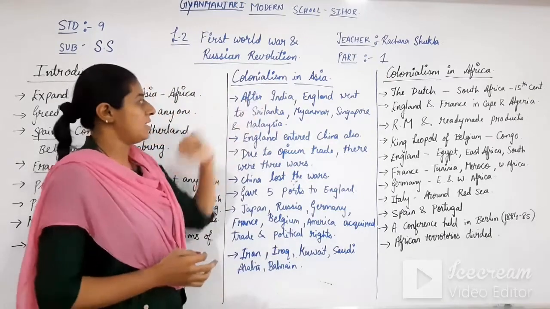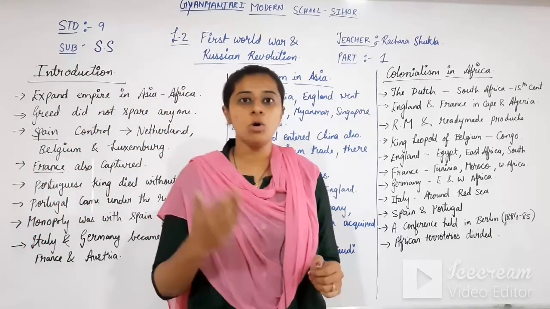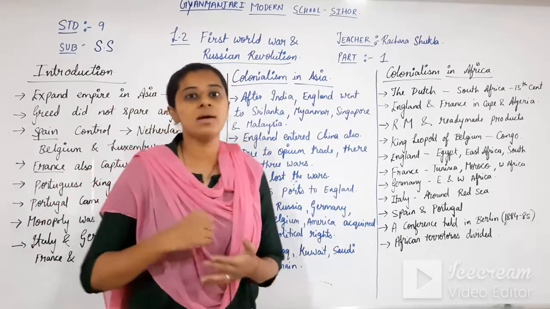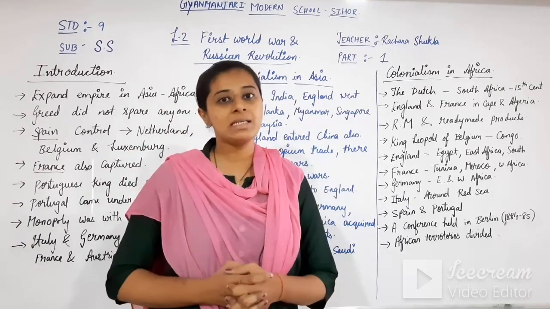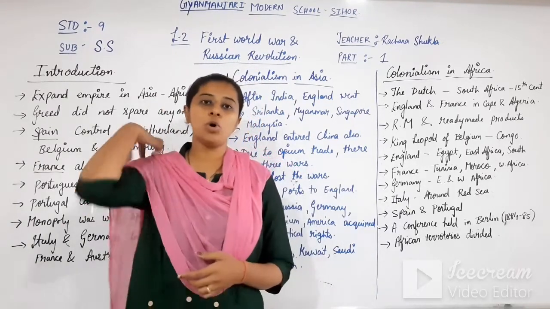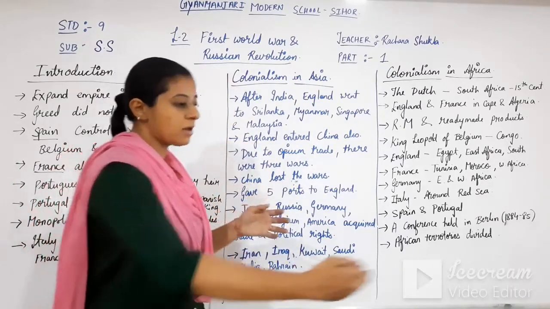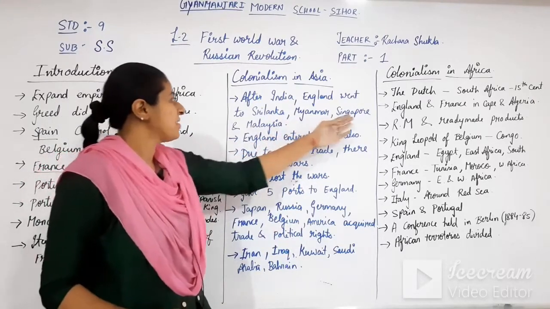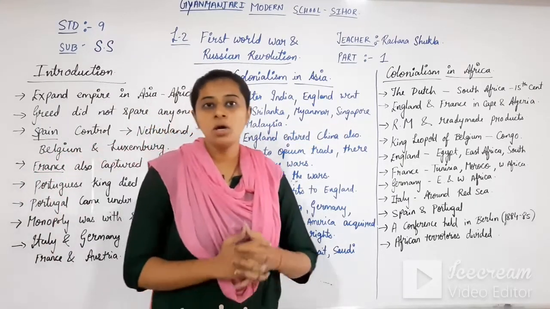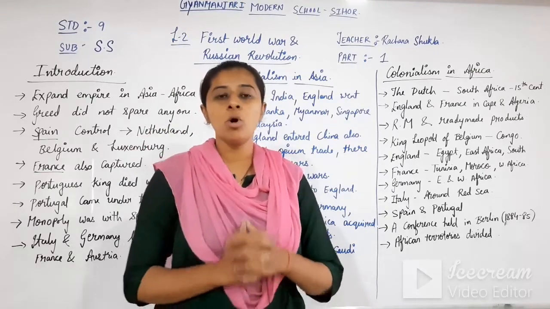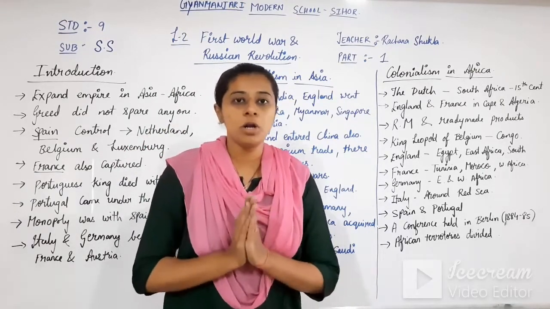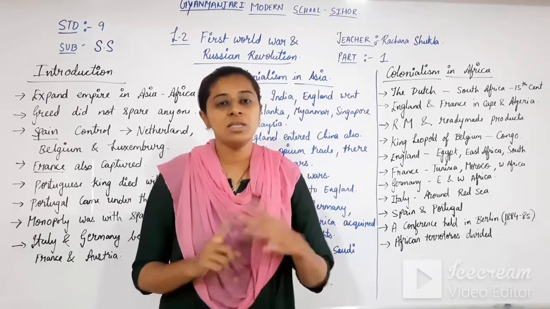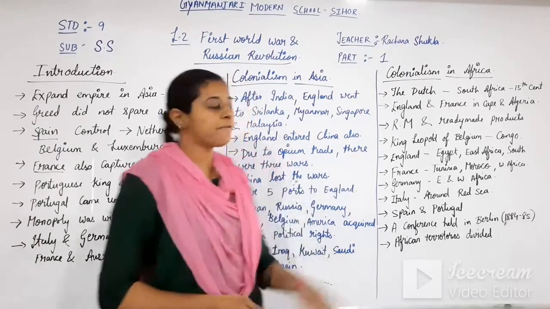So England was already ruling over India. After India, England went to Sri Lanka. Yes, our neighboring country across the maritime boundary, Sri Lanka. It took control over Sri Lanka. Then it moved further towards the Indian Ocean, and there it took control over Myanmar, Singapore and Malaysia. So England was ruling not only over India, but also countries like Sri Lanka, Myanmar, Singapore and Malaysia. All these countries were in the hands of England.